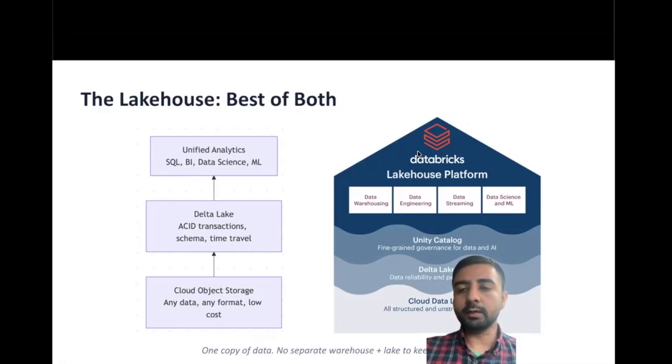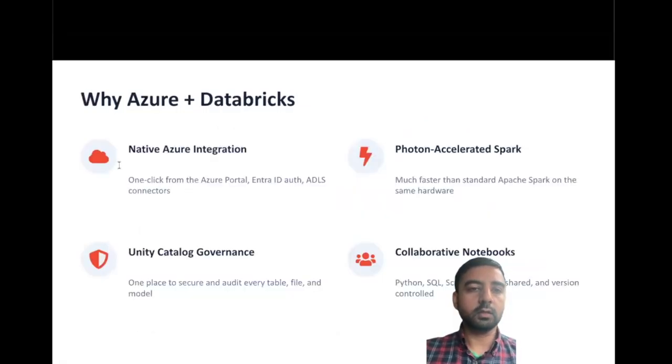On the right side, you see the data warehousing, data engineering, data streaming, data science, and ML workflows that it supports. There is the cloud Delta Lake, which supports all structured and unstructured data, data reliability and performance in Delta Lake, and Unity Catalog, which is fine-grained governance for data and AI. And there is only one copy of the data. You do not need to move data or copy the data between different systems with this.